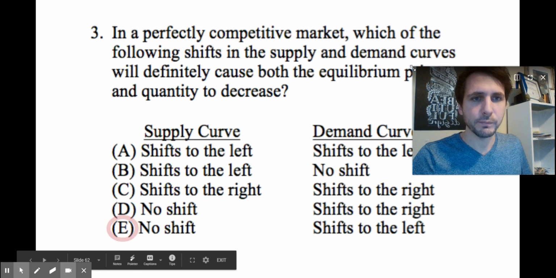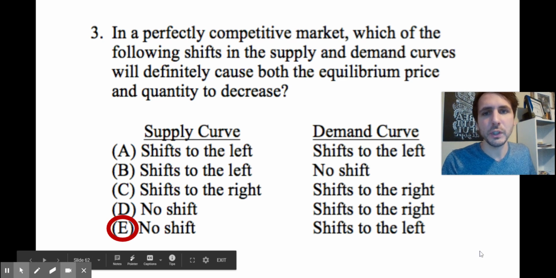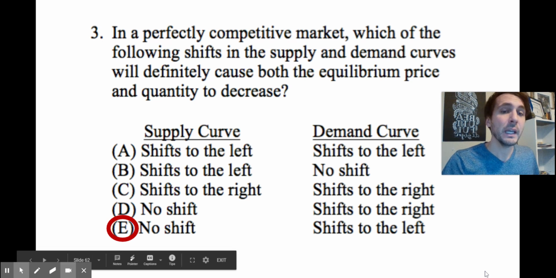Okay, try this question out. Pause the video and see how you do. Okay. In a perfectly competitive market, which of the following shifts in the supply and demand curves will definitely cause equilibrium price and quantity to decrease? The only thing that causes both price and quantity to go down is going to be the shift left in demand. So E is going to be your correct answer there.